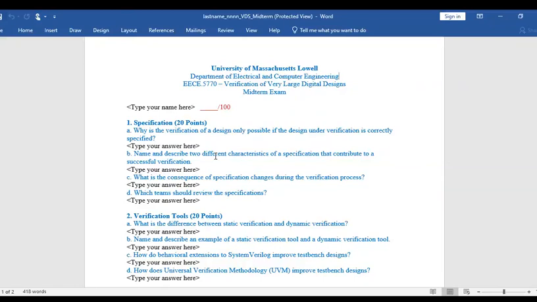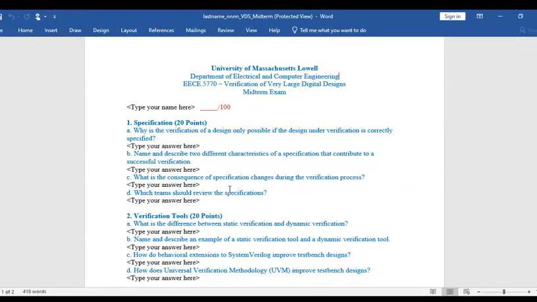2 different characteristics of the specification that contribute to successful verification: it has to be clear, it has to be complete, right? And then offshoots of both of those things. Well formatted. I took a lot of different things. There's some wrong answers there as well. The consequence of the specification changing during the verification process is time and money, right? I took that one right off the bat, but other things are that one of the groups gets the change and the other one doesn't. So that wastes time as well.